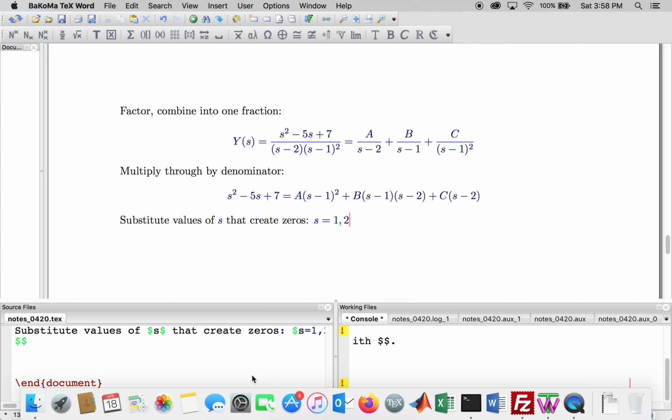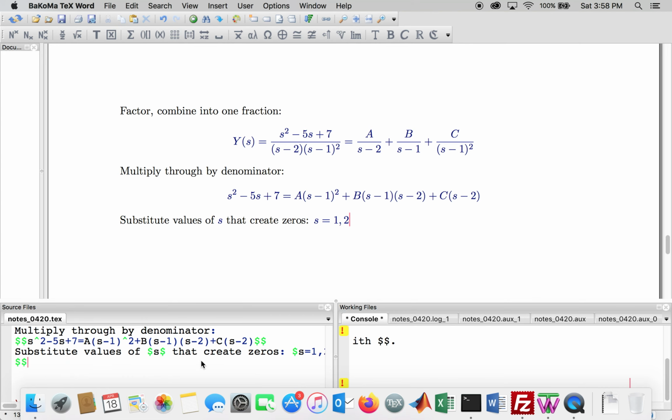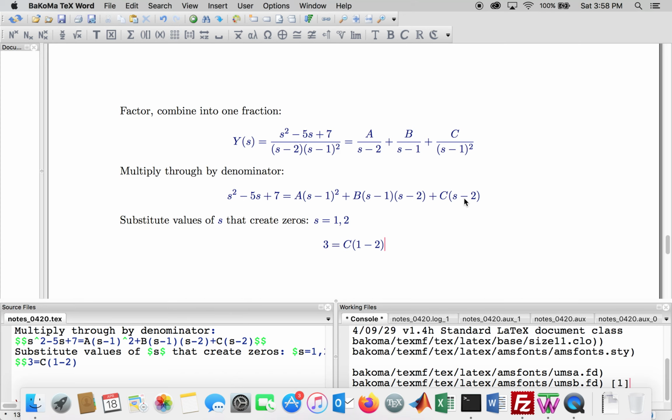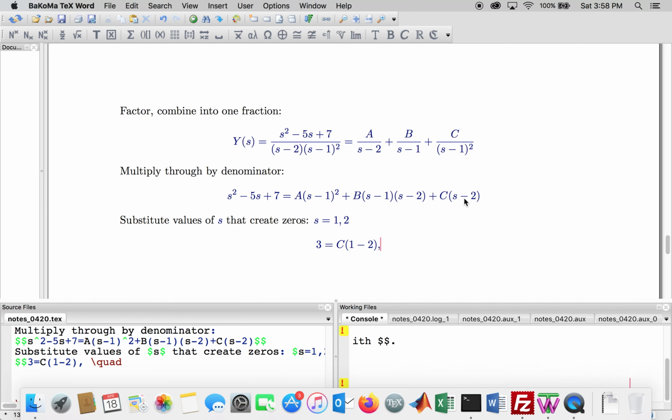So first, substituting s equals 1. So I get 3 is equal to... let's plug in s equals 1. That's going to go away. That's going to go away. This will still be left. So that's going to give me 3 is equal to C times minus 1. So C is equal to minus 3. So we get that right off the bat.